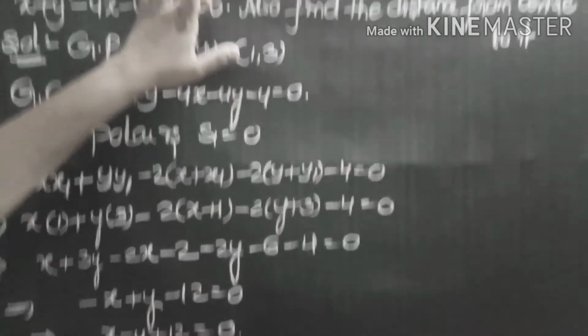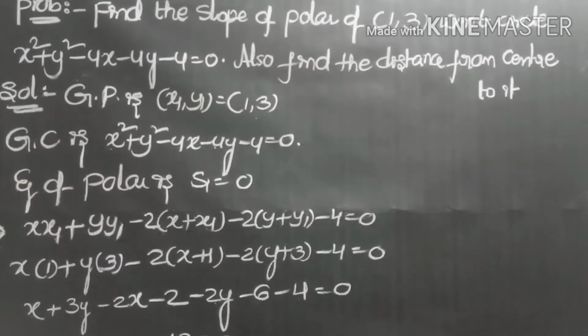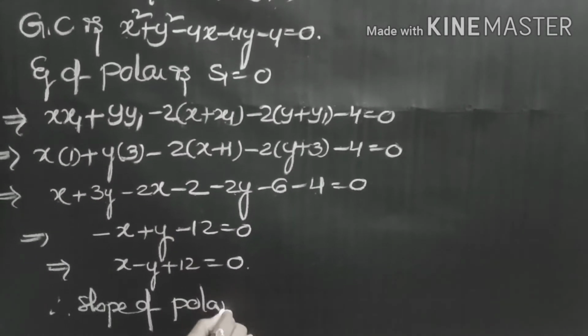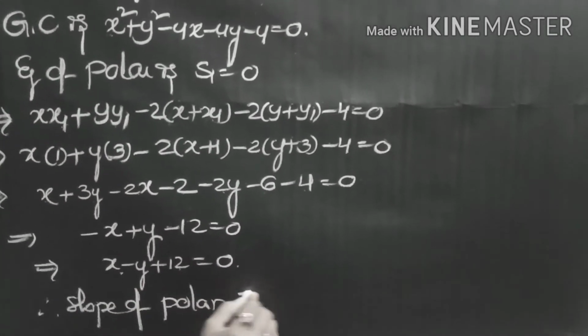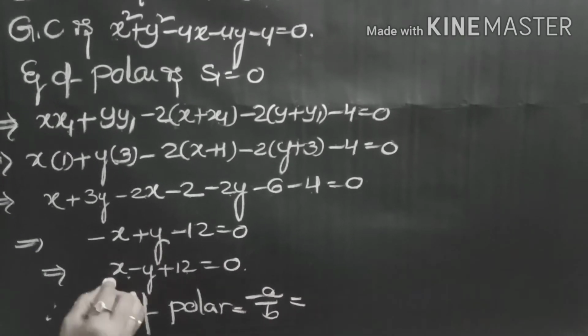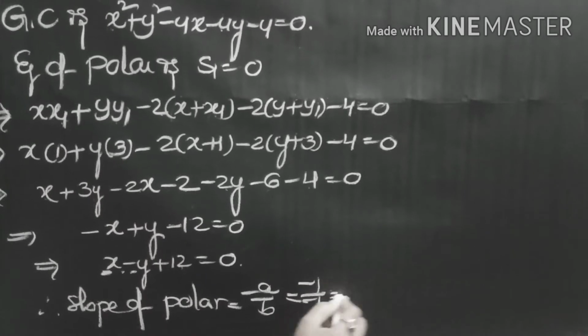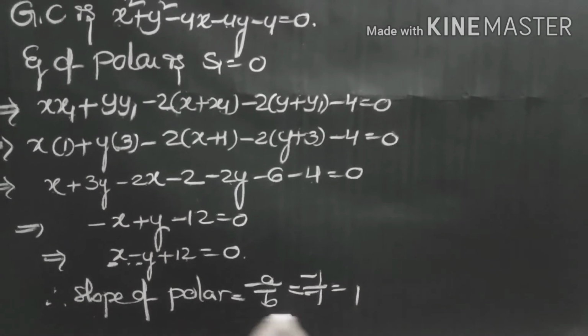Now what is the question? Find the slope of the polar. Therefore slope of polar is equal to slope of the line formula minus a by b. Here the value of a is equal to 1 and b is equal to minus 1. That is minus 1 by minus 1 equal to plus 1. Therefore slope of the polar equals 1.